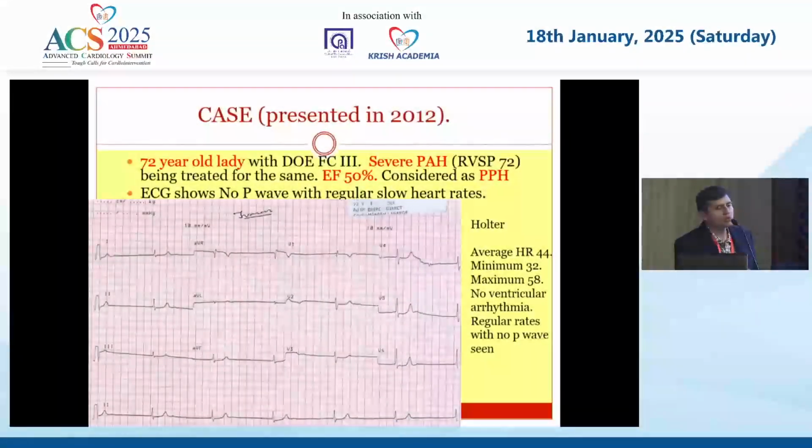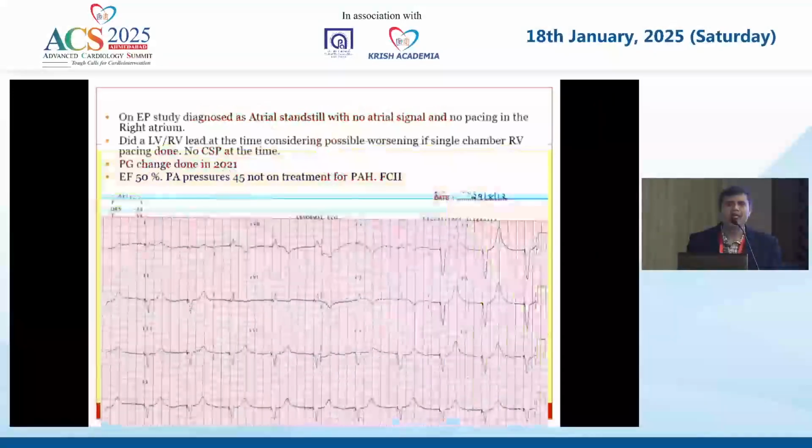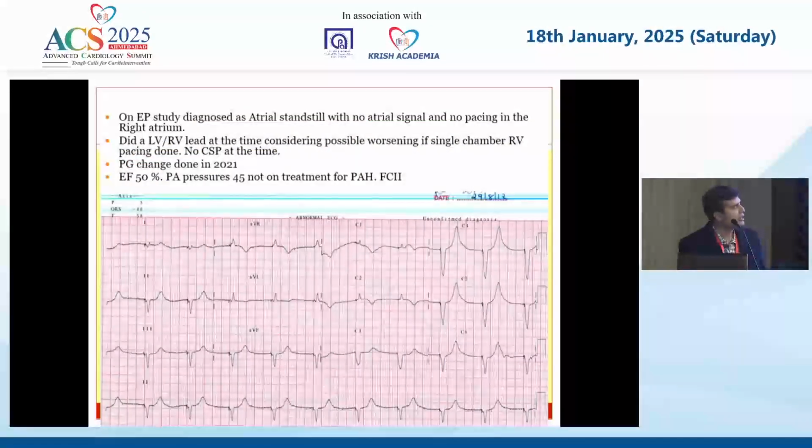This was way back in 2012 when the ejection fraction in this patient was around 50%. Treated as primary pulmonary hypertension, bradycardic, no P wave seen, and this turned out to be atrial standstill. The heart rate would not improve, the atrium was stiff, and that is why pulmonary hypertension was there. We just did a CRT in this patient with the RV and LV lead, and we did a PG change in 2021. She is now 80 years old. Otherwise remained symptom free.